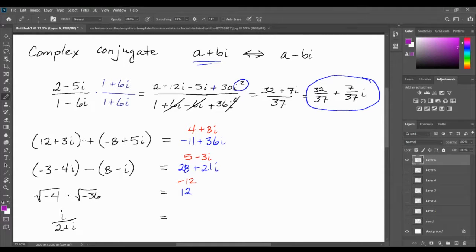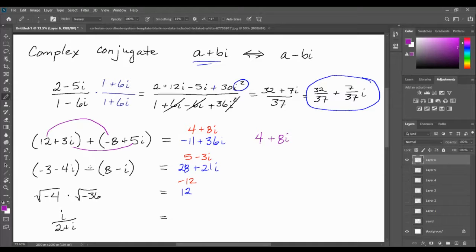Let me see what we've got here. If we're adding, we add the real and add the imaginary separately. So I've got 12 plus a negative 8, which would be 4. And then 3i plus 5i would be 8i. So I agree with the red answer for this one.